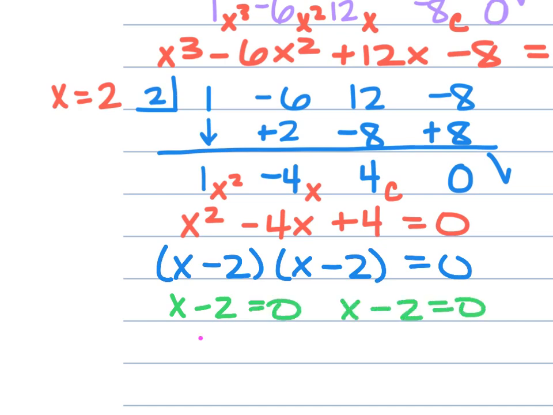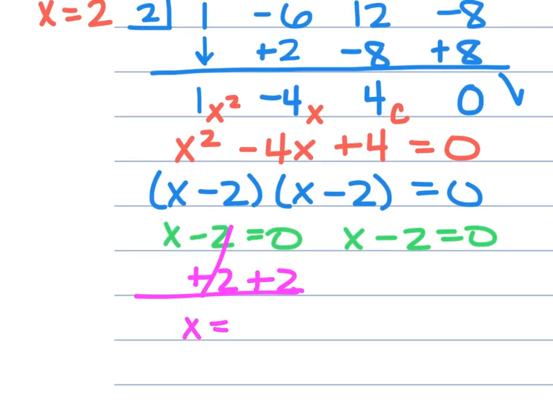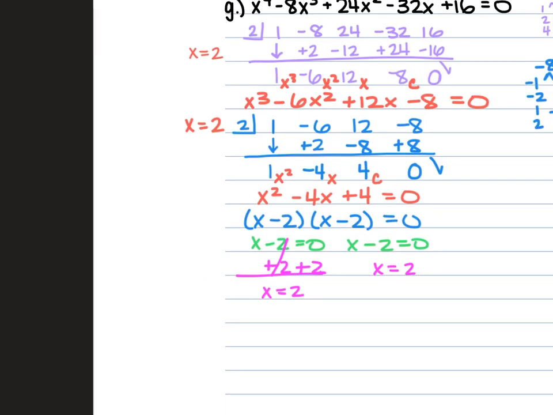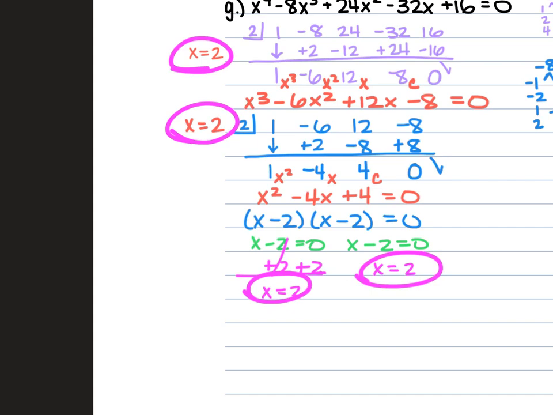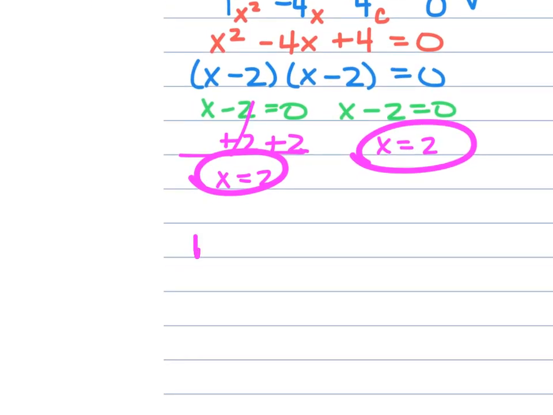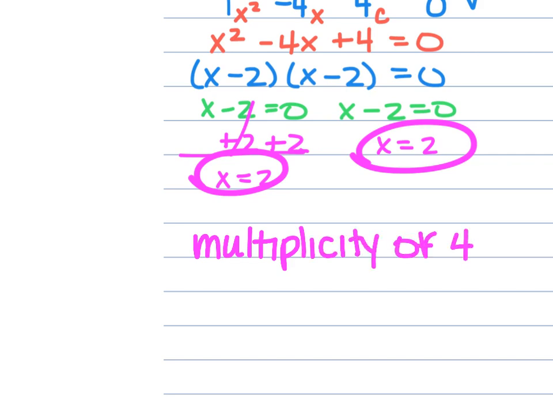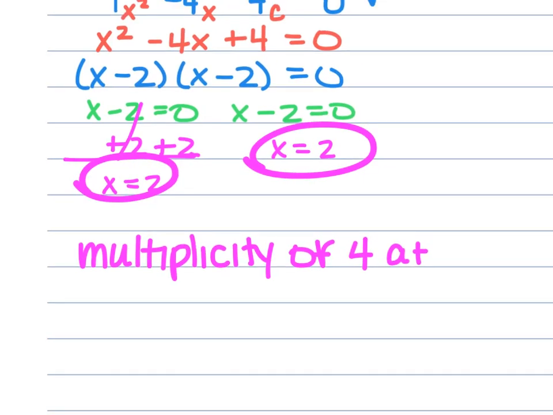I'm going to solve for this to add 2 to both sides and get that x is equal to 2. So this one's also going to be x is equal to 2. So how many of these do I have? 1, 2, 3, 4. So we have a multiplicity of 4 at x is equal to 2.